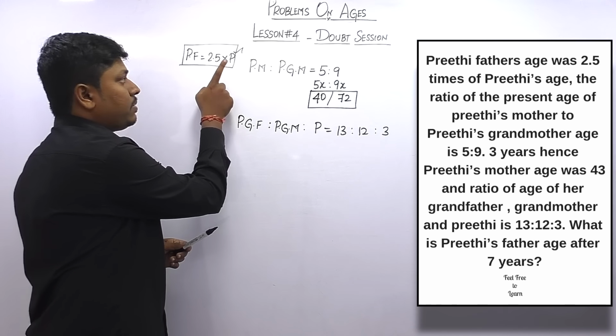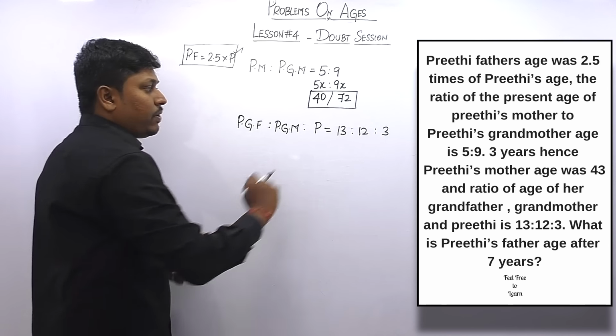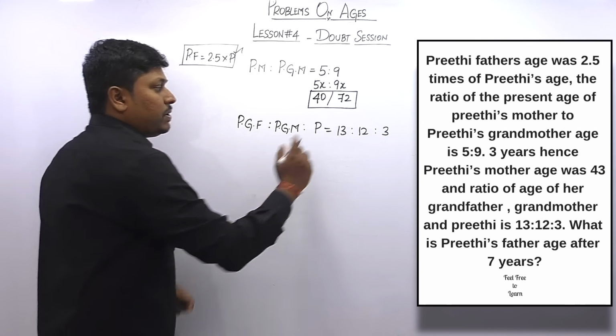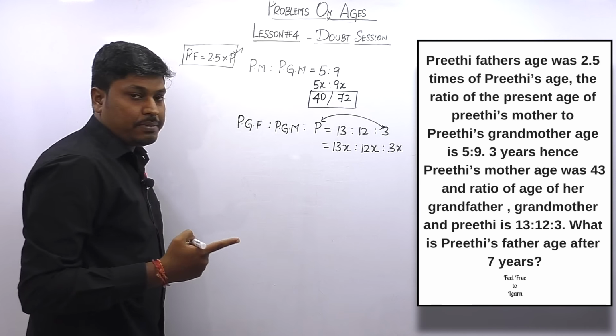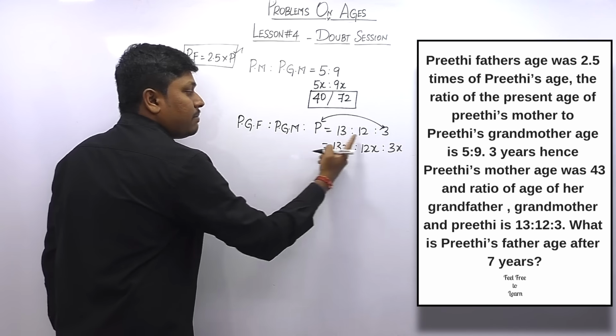Our only target is to find Preeti's age, and we found that Preeti's age is in the part 3 ratio. So we can take this as 13x, 12x and 3x. And we already know that Preeti's grandmother's age is 72, and here Preeti's grandmother is in ratio 12. So we can directly say 12x is equal to 72.